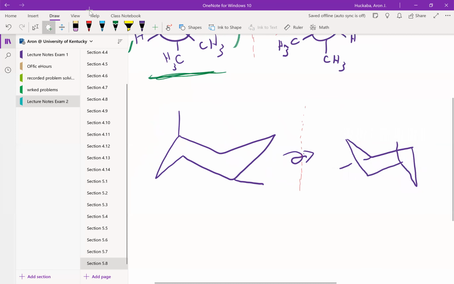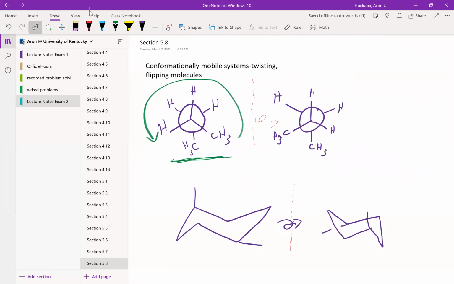So again, the takeaway from section 5.8 is that if you can flip or rotate a molecule and get some other structure, then that molecule and the other structure are identical and they are not chiral, and they are not enantiomers, nor are they diastereomers. So this has been section 5.8.